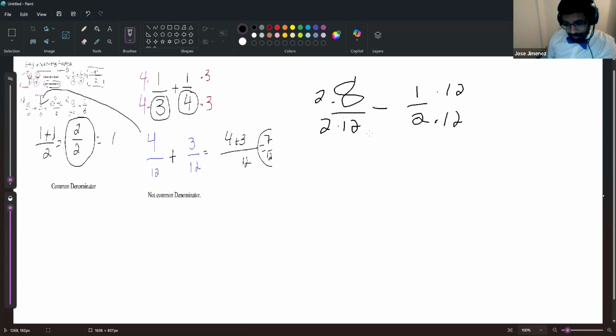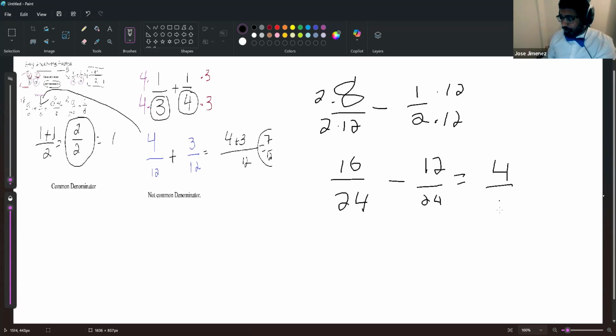All right, so 2 times 12, I know I'm going to get 24. And then 2 times 8, I know I'm going to get 16. Minus, it should be 12 times 1, which gives us 12. And then 2 times 12, which gives us 24. And of course, when I subtract this, I'm going to get, was that 4 over 24?